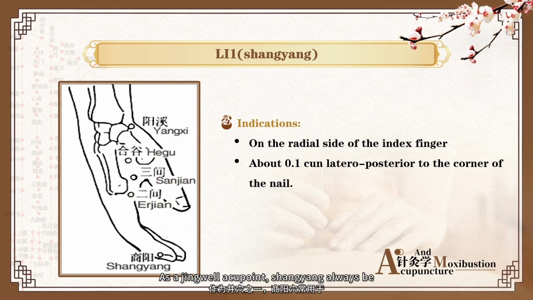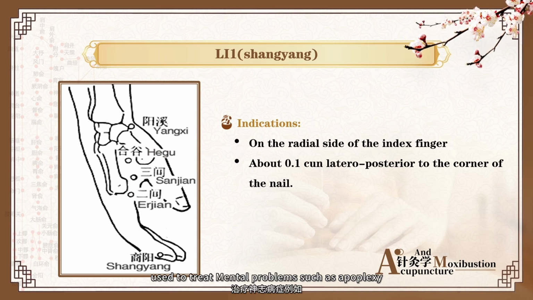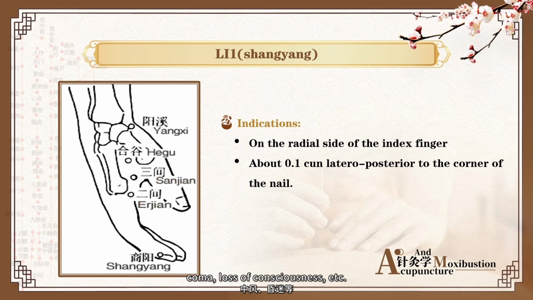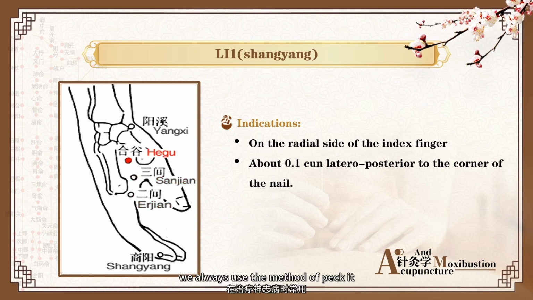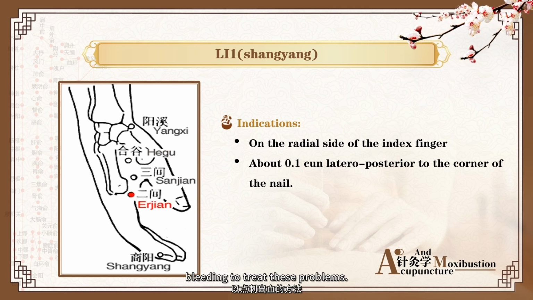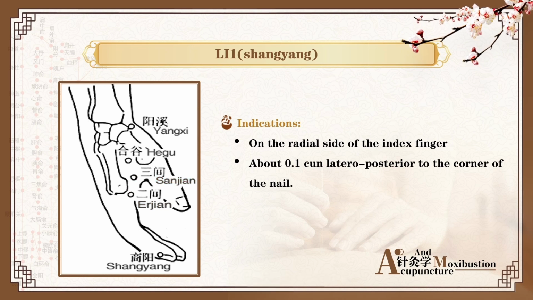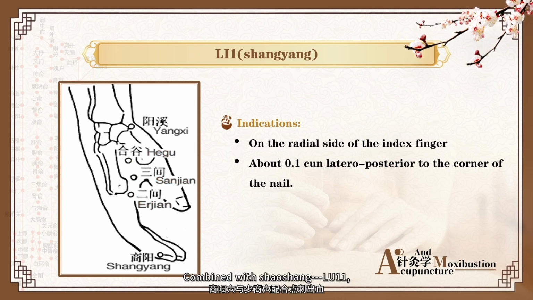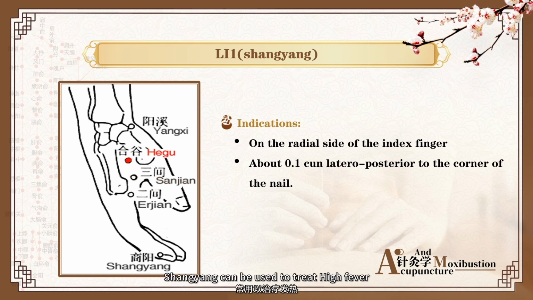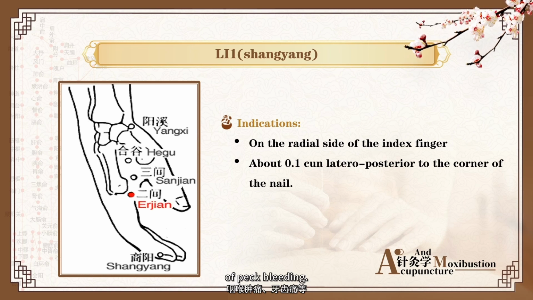As a Jingwell acupoint, Shangyang is always used to treat mental problems, such as apoplexy, coma, loss of consciousness, etc. We always use the method of pricking to bleed to treat these problems. Combined with Shaoshang, Lung 11, Shangyang can be used to treat high fever, sore throat, toothache by the method of pricking to bleed.